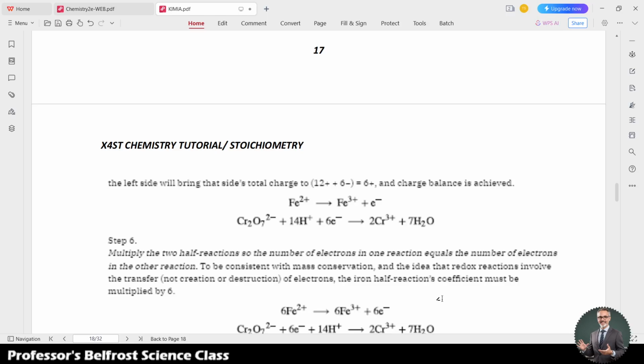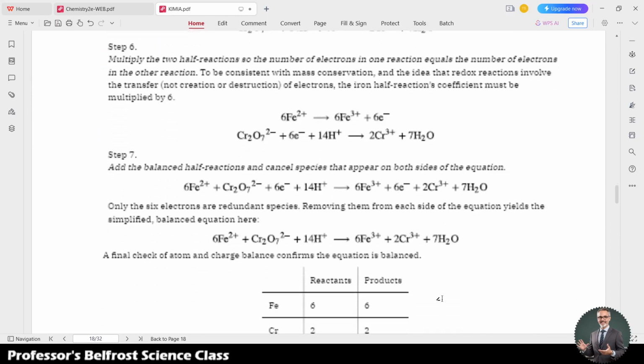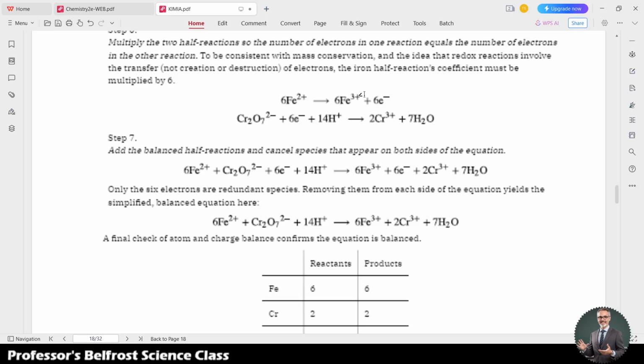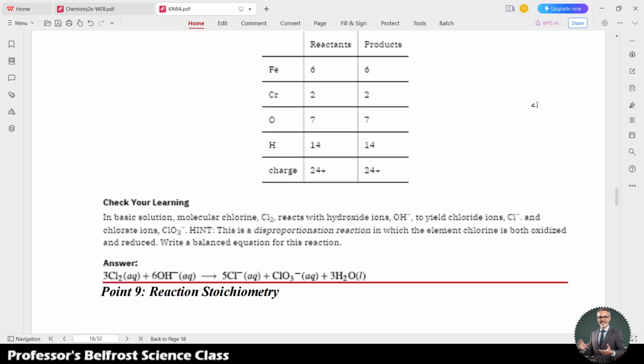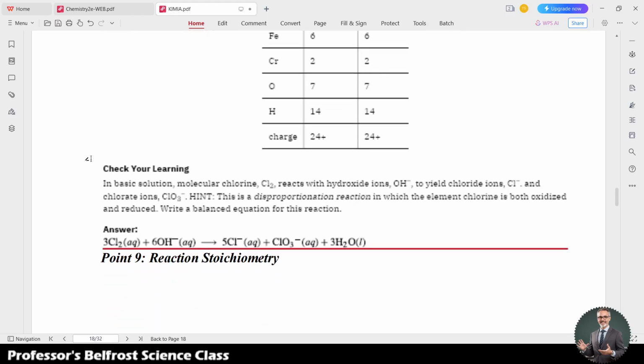Multiplying this by 6. Good job. So we can now eliminate the electron. It's very easy, right? And we combine it, and this is the final reaction. And to confirm that the equation has been balanced, this is the table to show you. Good, you are done with this. Now to check your learning, you need to solve this by yourself.